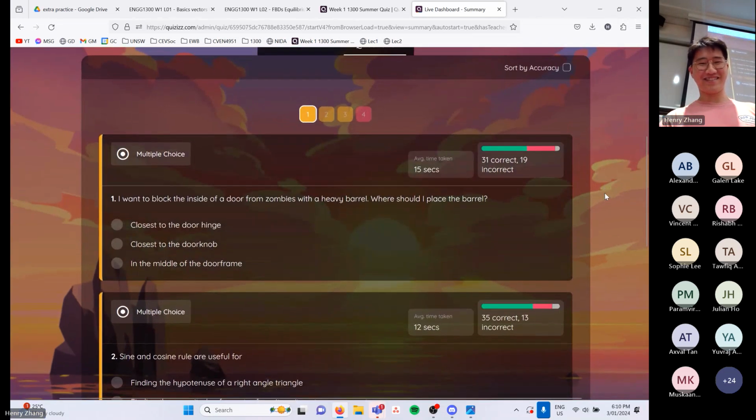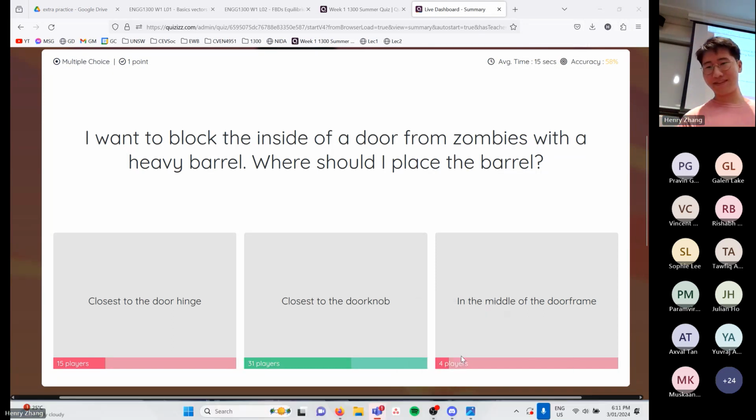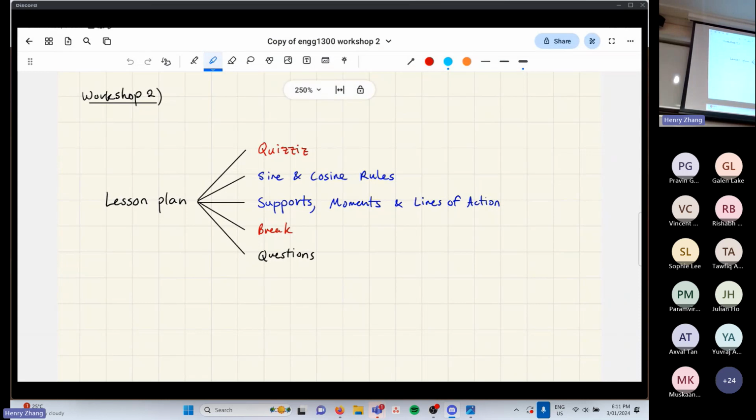Okay, here we go. So you want to block the inside of a door from zombies with a heavy barrel. Where should you place the barrel? You should place it closest to the doorknob. All right. So this isn't going to be a very scientific explanation, all right? But it goes something like this, right?